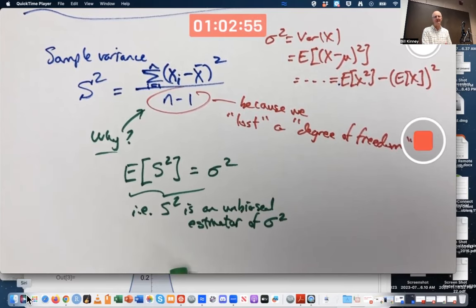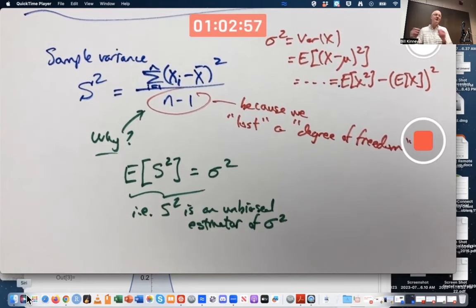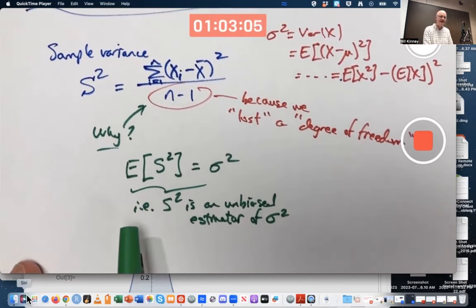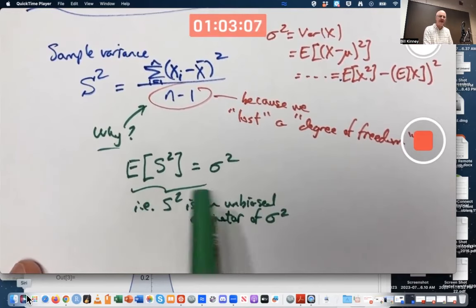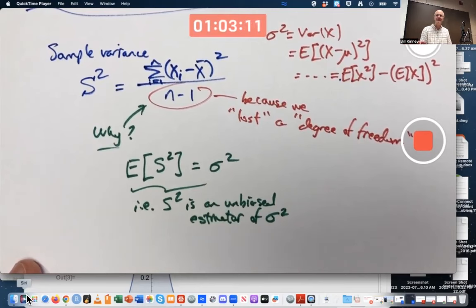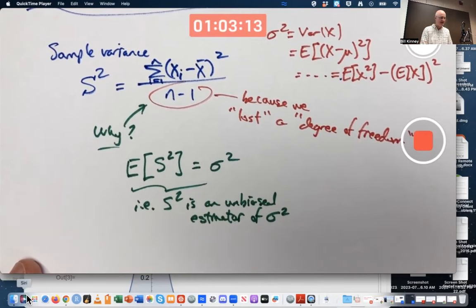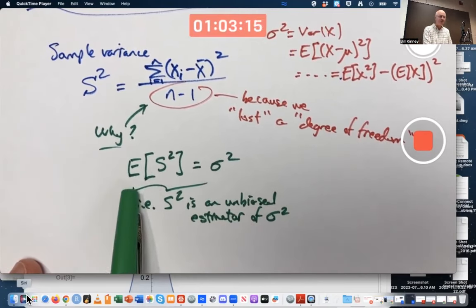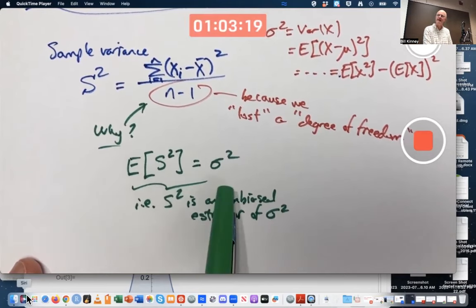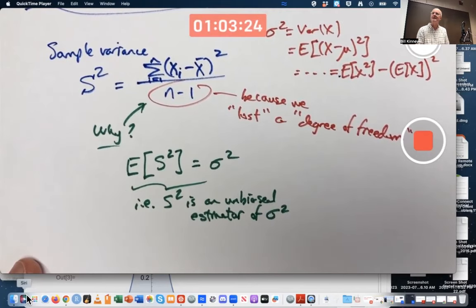What does it mean intuitively, though? Whereas with the mean, expected value of X bar equaling mu, it meant the mean of the mean is the mean. This means the mean of the variance is the variance. Doesn't quite roll off the tongue as nicely, but still true. Expected value is a mean. That's a sample variance. That's a population variance. The mean of the variance is the variance. What does that mean?